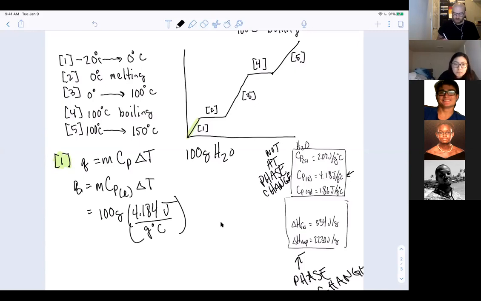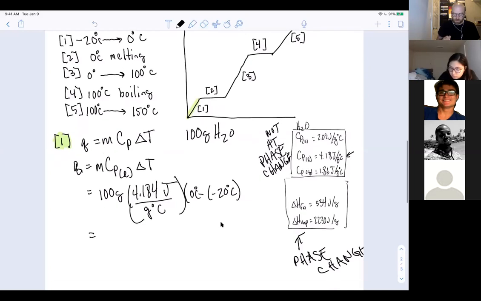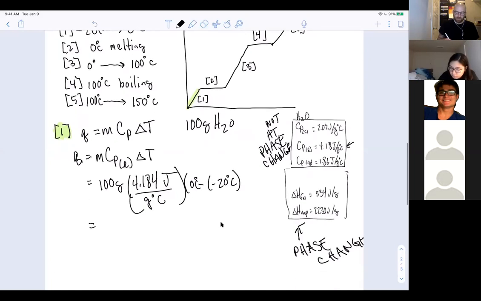And then the temperature change is going to be the final temperature, which is 0, minus the initial temperature, which is 20 degrees Celsius. And then you would just calculate this out and you get some number for it, which I'm not going to bother doing. But you can see your units cancel out and you're left with joules. So you should be left with joules.